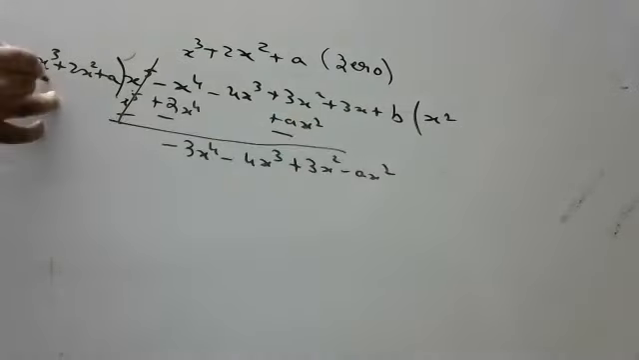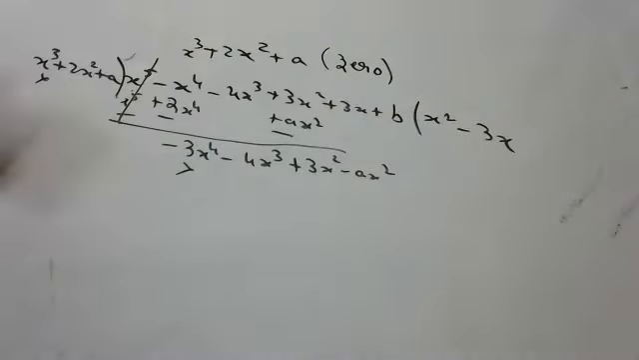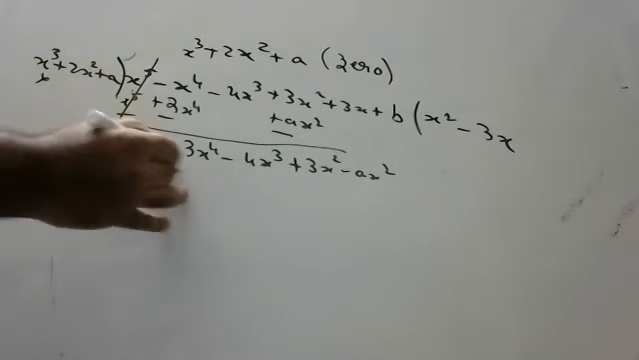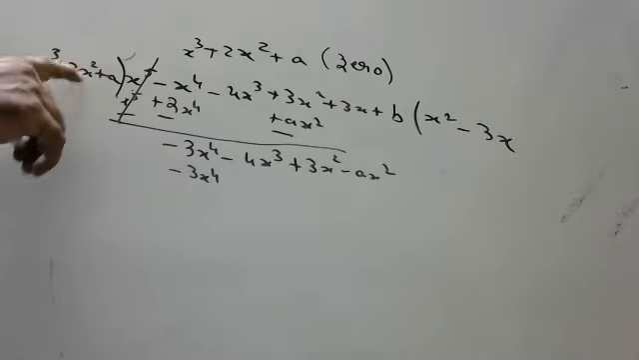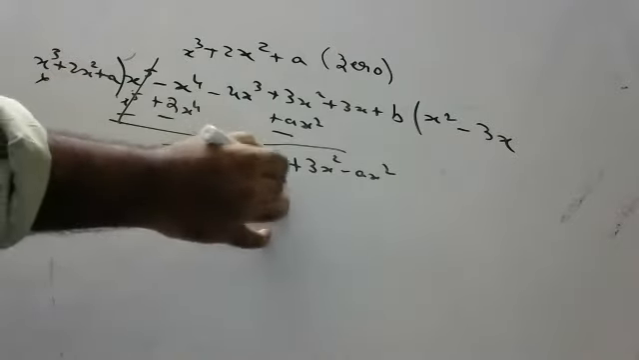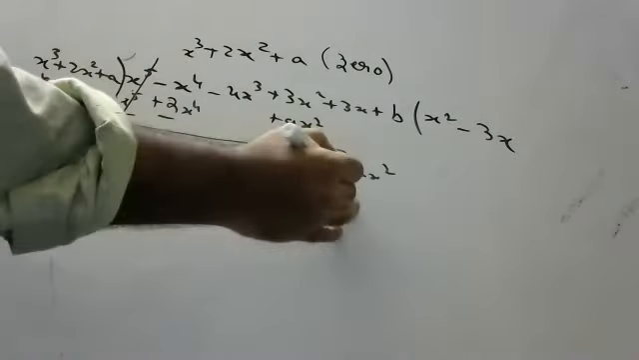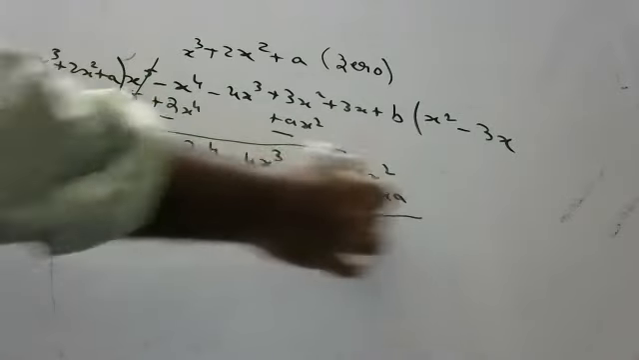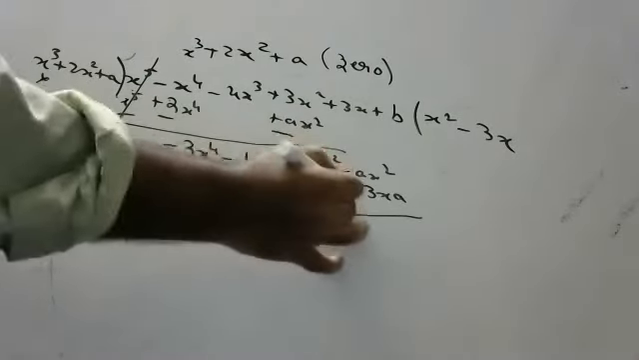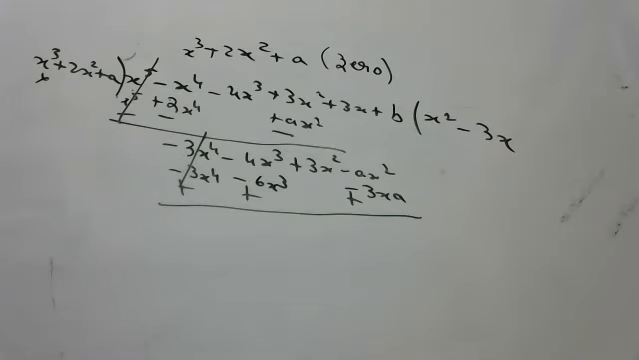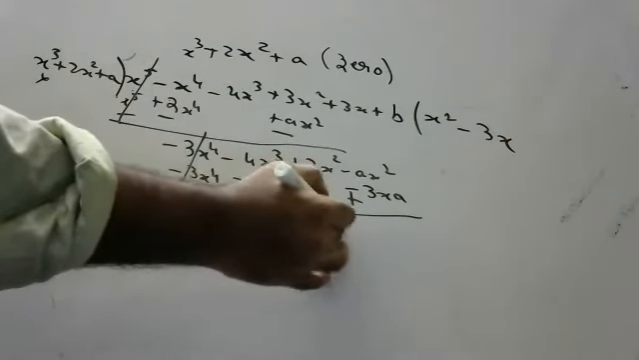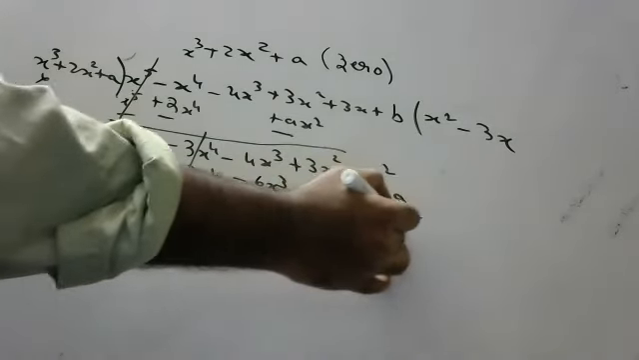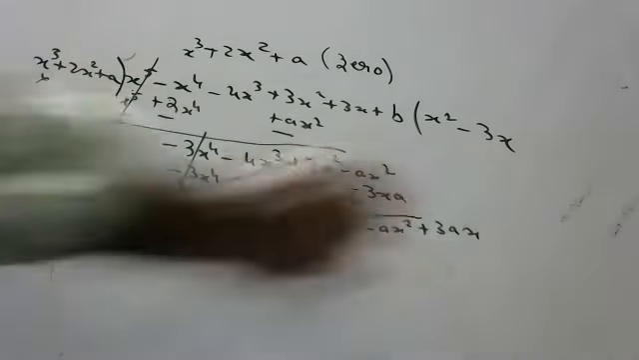Okay, children. Again, this by this. How much do you get, children? Minus 3x. Minus 3x into x cube is how much, children? Minus 3x^4. Minus 3x into 2x square is minus 6x cube. Minus 3x into a is minus 3ax. Please see here, all of you, plus, plus, plus. Gone. Now what do you get, children? Minus 6x cube minus 4x cube, that is minus 2x cube, plus 3x square minus ax square plus 3ax.